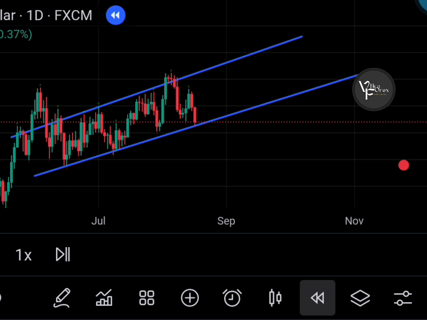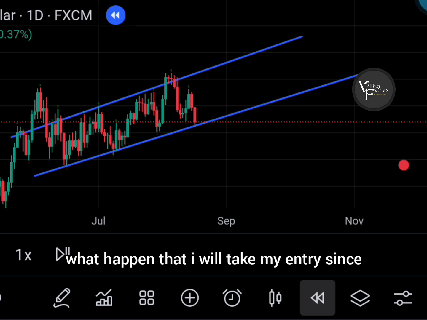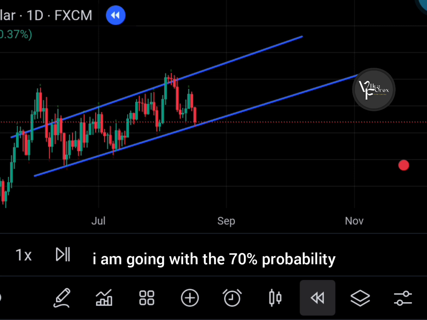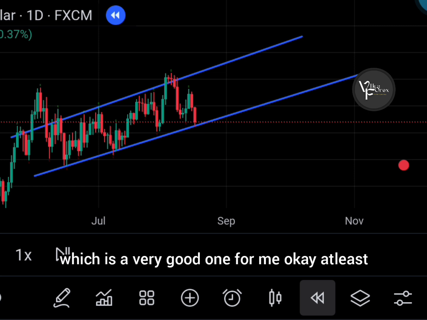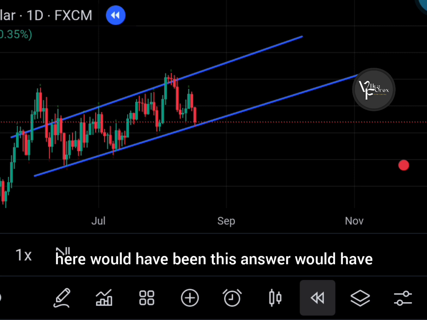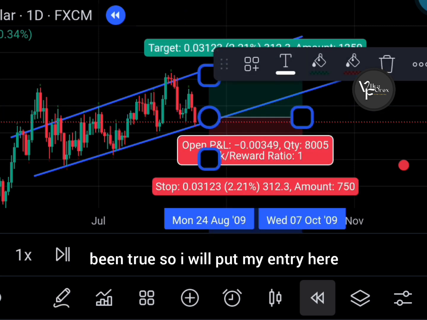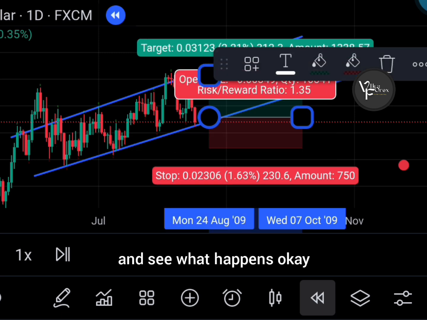So let's see if, at this fourth touch, the market will reverse. Since it's the fourth touch, at least it's up to 70% probability that the market will reverse. So I'm going with a 70% probability, which is a very good one for me. So I'll put my entry here and see what happens.